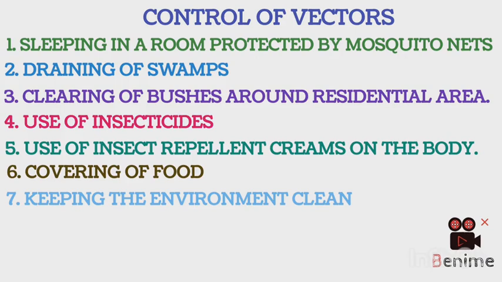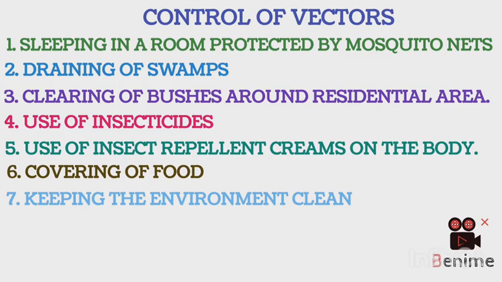Number 2, draining of swamps. When you drain your swamps, it reduces the breeding places for mosquitoes. You drain your swamp, then you pour some chemicals, because mosquitoes like swamps, where water is stagnant, so they can lay their eggs. So when you clear the swamp, you are destroying the life cycle of some mosquitoes and some infectious diseases. Then the clearing of bushes around residential areas.